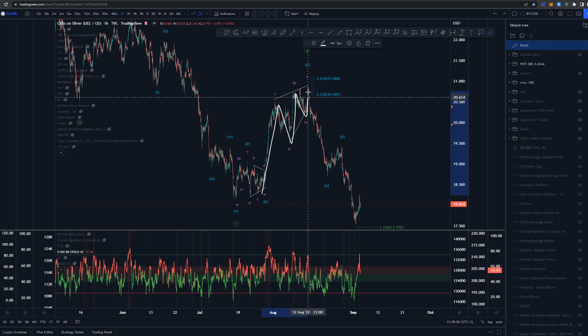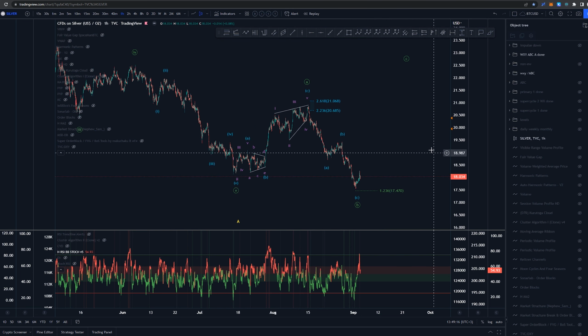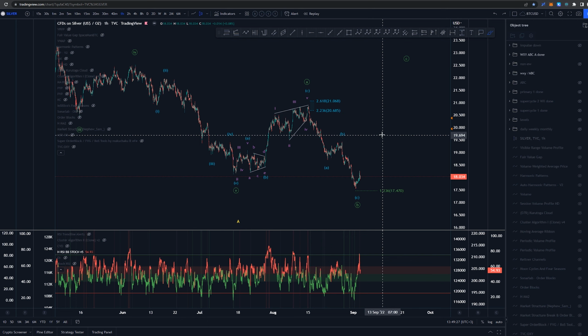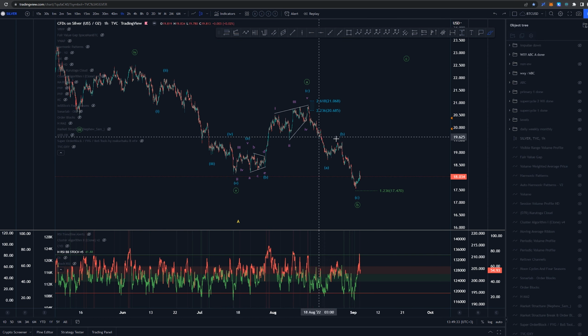This would be a very extreme structure to the 2.36 extension. Not hitting it perfectly, but again we have to accept what we're going to get here. If I see another structure like this, I would still say that it's 5 waves, 100%, and I would never look for this to be an ABC, just because of the extensions here.